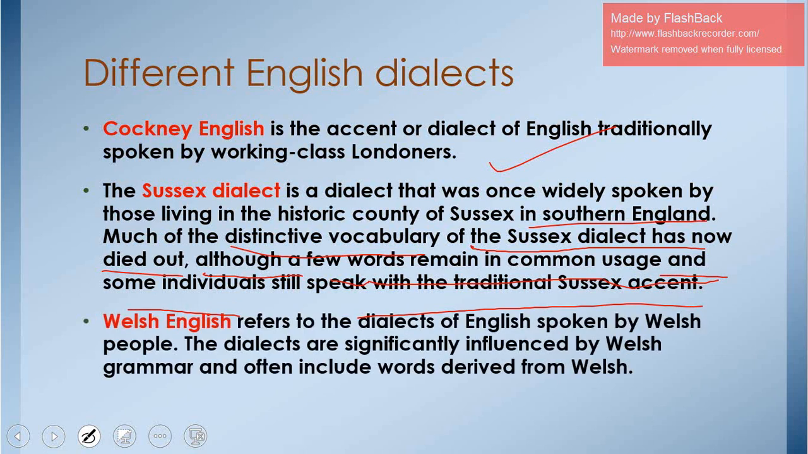Welsh English refers to the dialect of English spoken by the Welsh people. Welsh is the area, so on the region you are having a variety, so this is called the dialect. The dialects are significantly influenced by Welsh grammar and often include words derived from Welsh. So words difference, vocabulary difference, and there can be difference in the sounds as well.